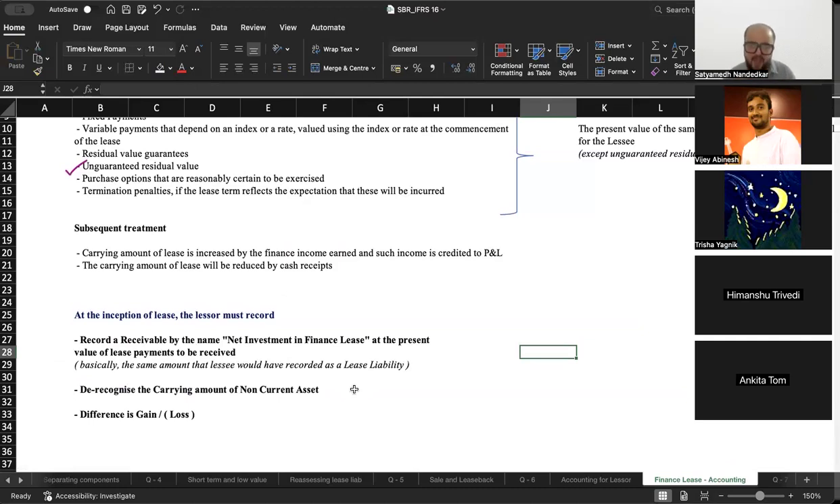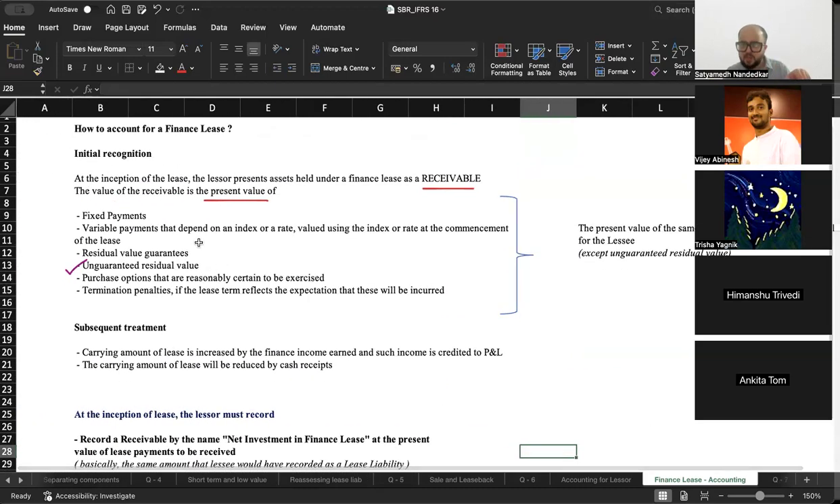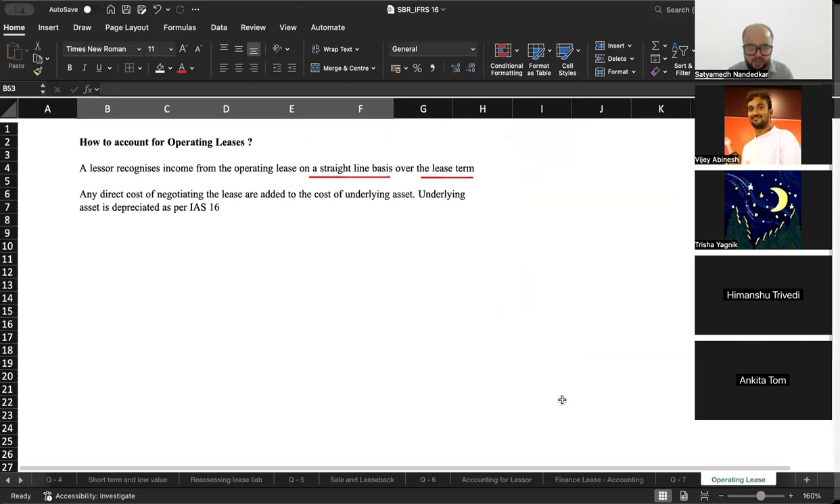And then of course you record an entry for finance charges account debit to lease liability. Here you record an entry, net investment in lease account debit to interest income, and then bank account debit to net investment in the finance lease. Everything else is the same in terms of calculating the present value. The only difference is the unguaranteed residual value, which is not included there.